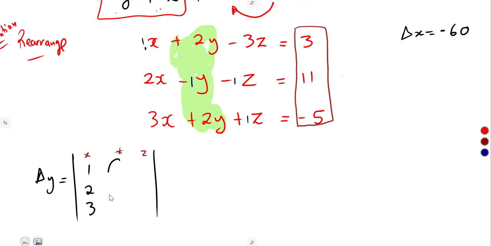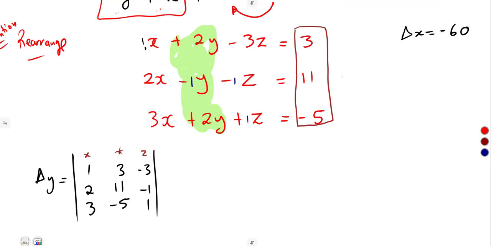All right. Y is now affected. Substitute with constants: 3, 11, minus 5, just like that. Z is not affected. We're just going to take it as it is: minus 3, minus 1, and positive 1 at the end. So this is your delta Y.